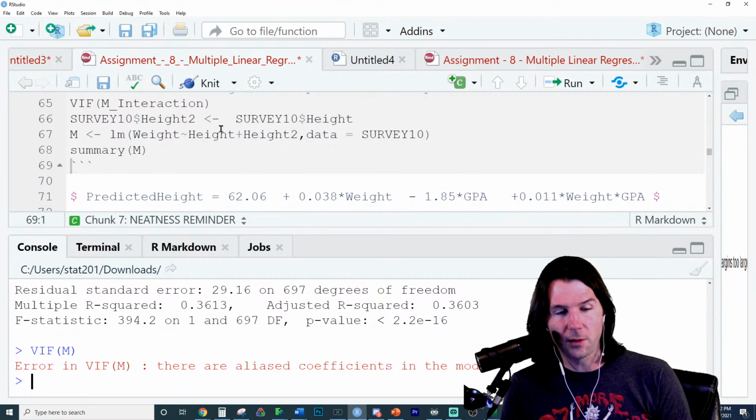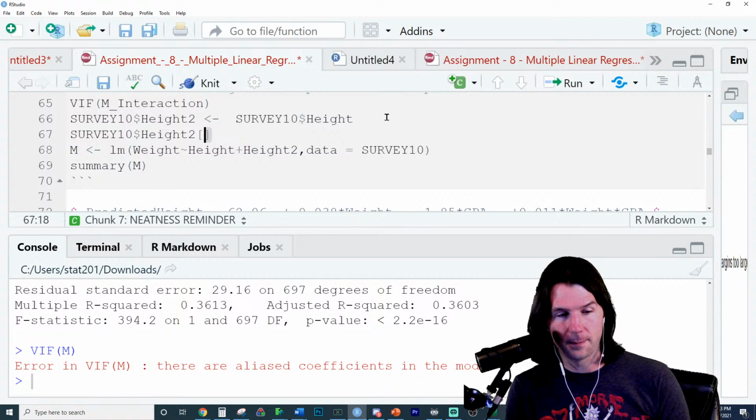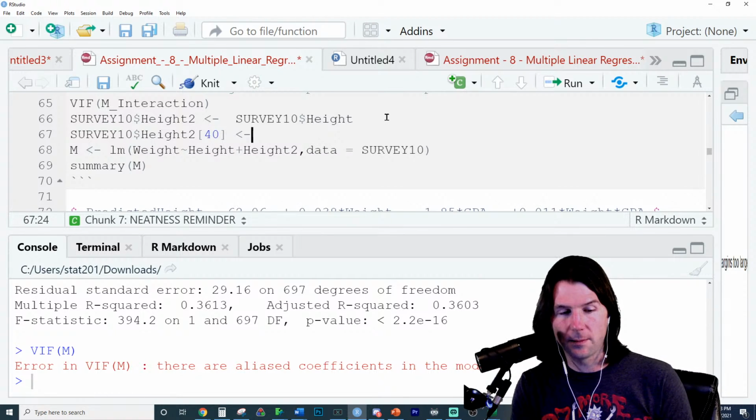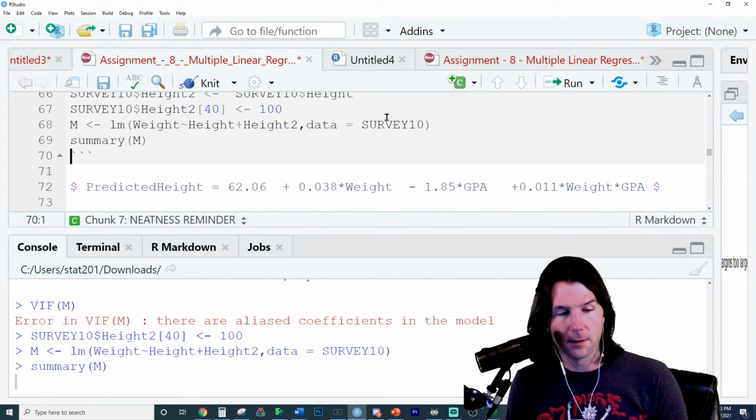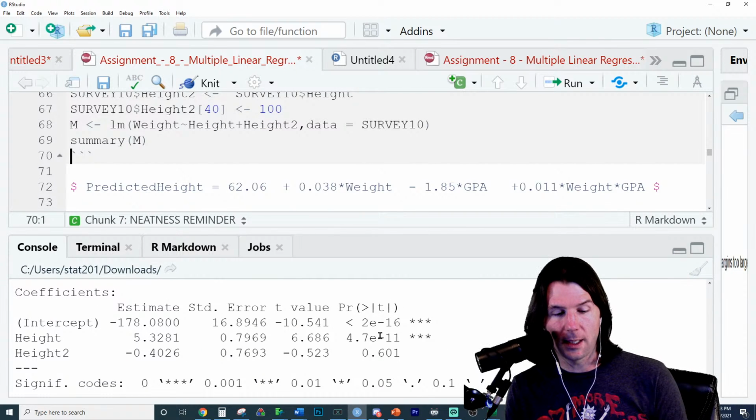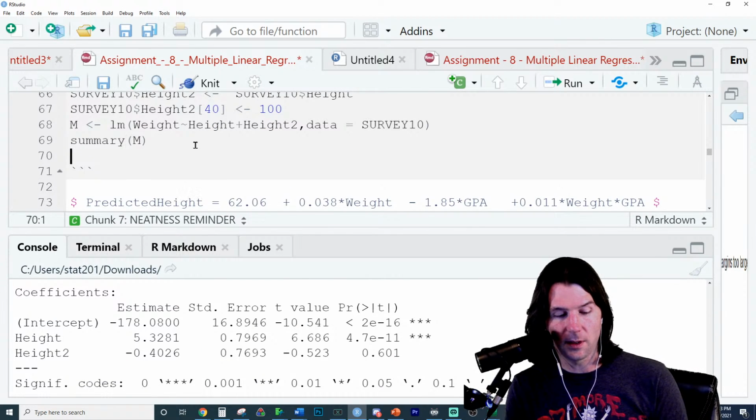We could fix this. I could make it almost not infinity. Let's make it almost not infinity. Let's overwrite and put that in. There we go. Now it can do it. And let's look at the VIF.